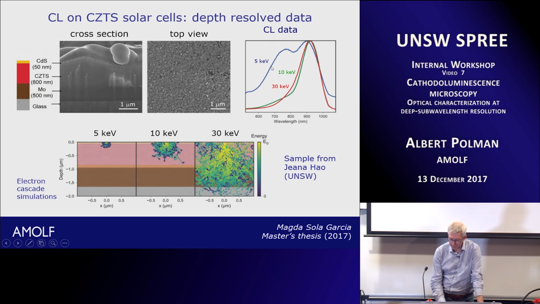And you see a distinct difference in the spectrum. If it's at 5 keV, we see this band here at 750, and then at the high energies, we see this band at 900. So the 900 band is clearly from the CZTS, and what we see here must have to do with something that's very close to the surface.